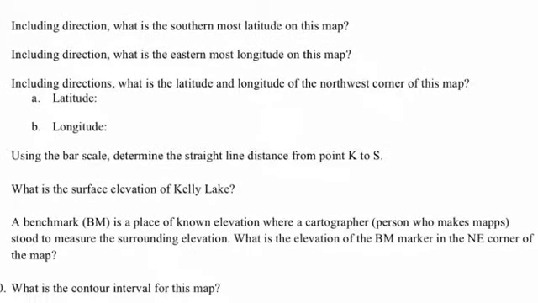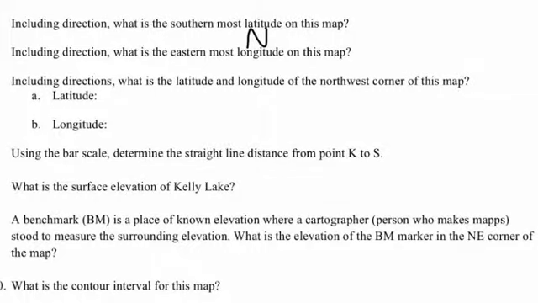Okay, now looking at the second page, we start to get into some latitude and longitude directions. It says, including direction, what is the southernmost latitude? Including direction, what is the easternmost longitude? Because this is North America, I already know the latitude's going to be north. And because this is North America, I already know that the longitude is going to be west because it's to the left of the prime meridian. Now all I need to do is get the numbers.